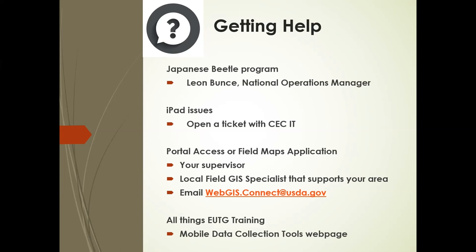Portal access to that URL, you'll need a portal role. That should start with your supervisor. Your supervisor has a couple of other avenues, might be the better word, to get more support. The local field GIS specialist supporting your area, for instance. And if you need access to that survey so that it shows up so that you can download it, you would have your supervisor email this webgis.connect email address to request access. So these are some more tools out there if you find yourself stuck.